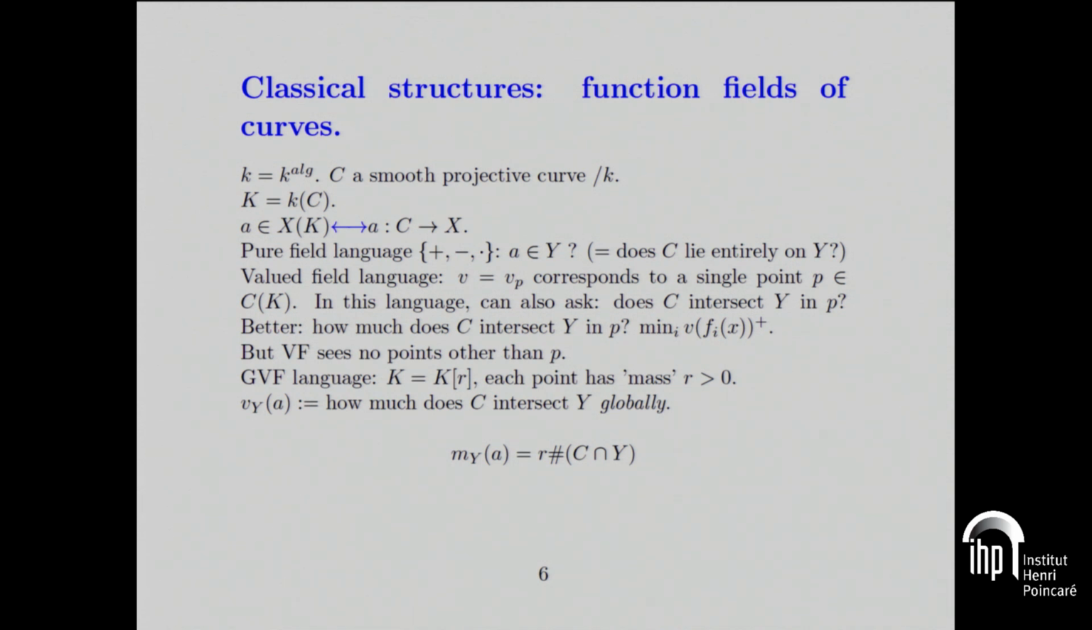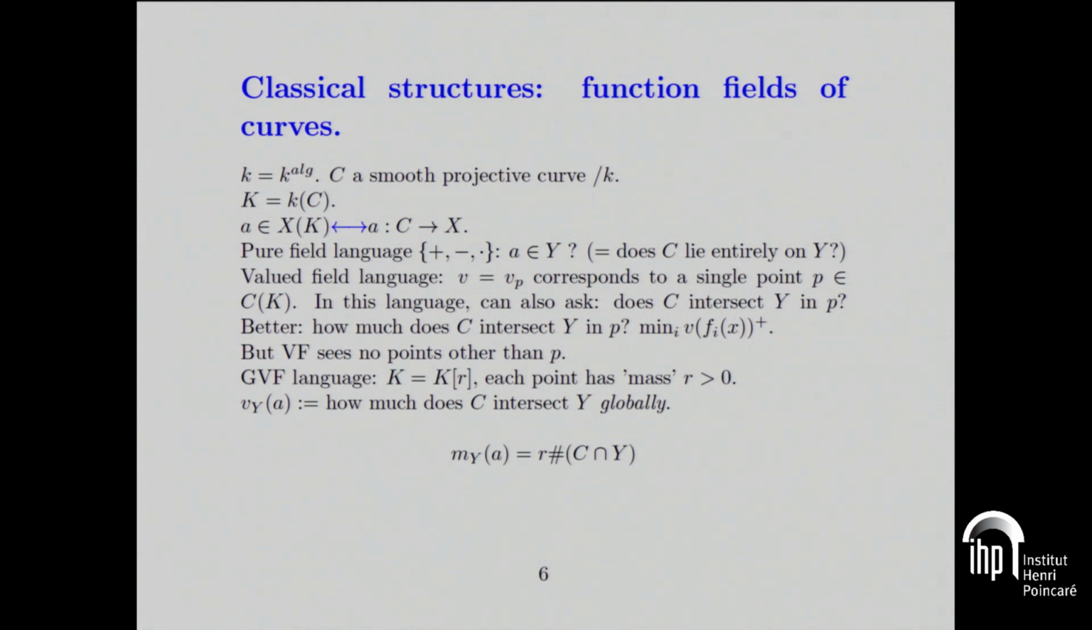Okay, so an element of a variety X with coordinates in the function field can be viewed geometrically as a map from the curve into X. Okay, so you have X, and inside of it you have a curve traced out. You can think of it geometrically like that.